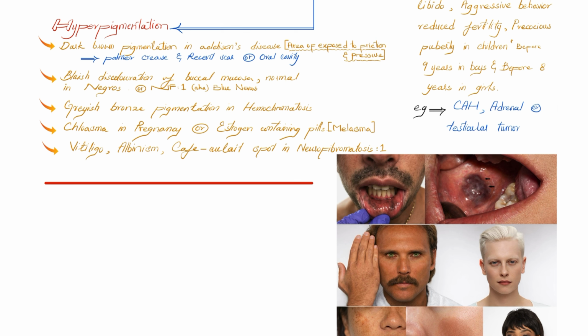Chloasma or melasma occurs during pregnancy or when using estrogen-containing pills. Then there is vitiligo. It is an autoimmune disease against the melanocyte. Albinism, where there is deficiency of tyrosinase enzyme. Café-au-lait spot is found in neurofibromatosis type 1.